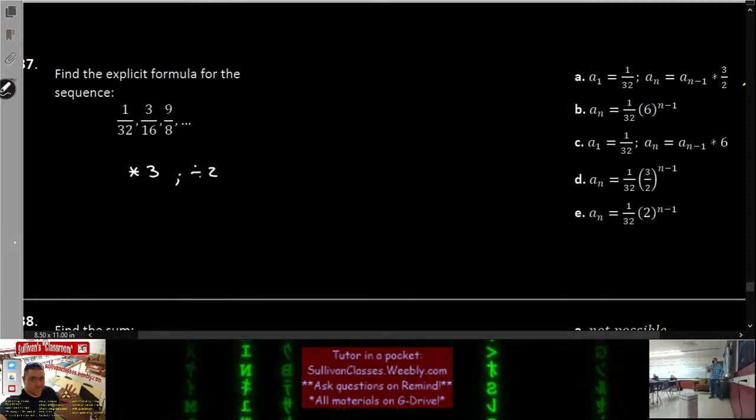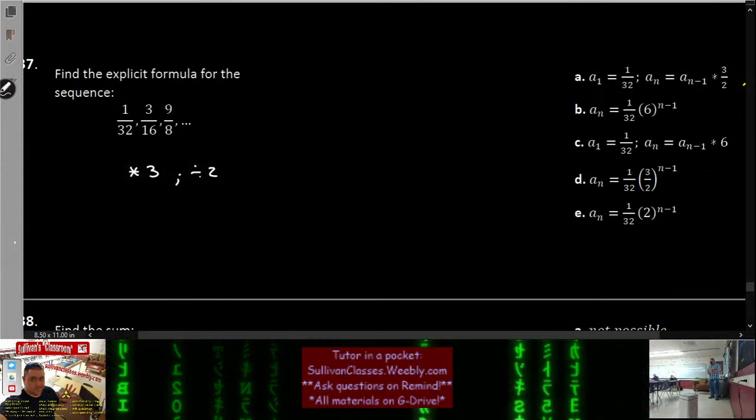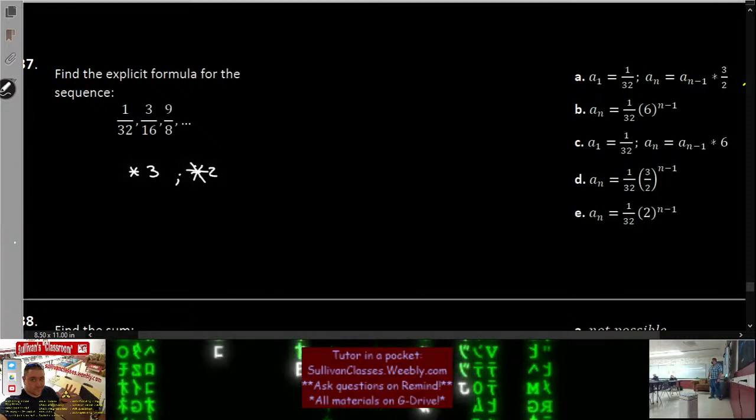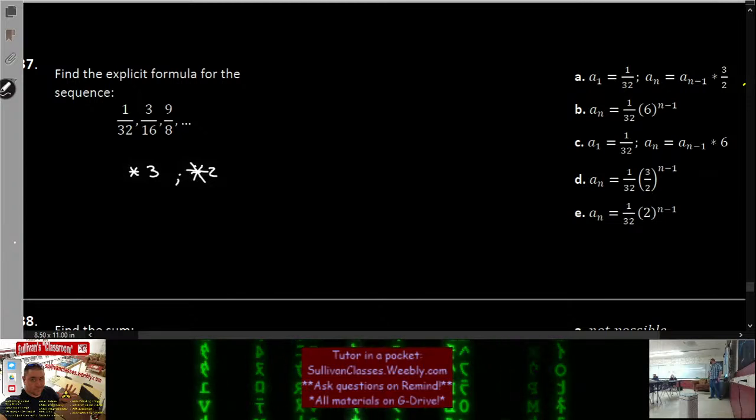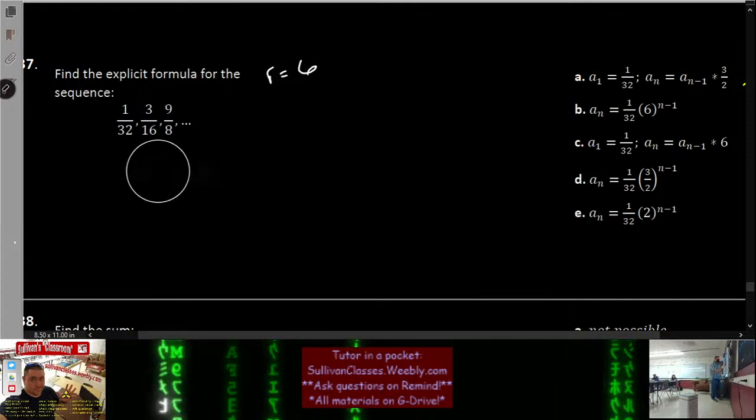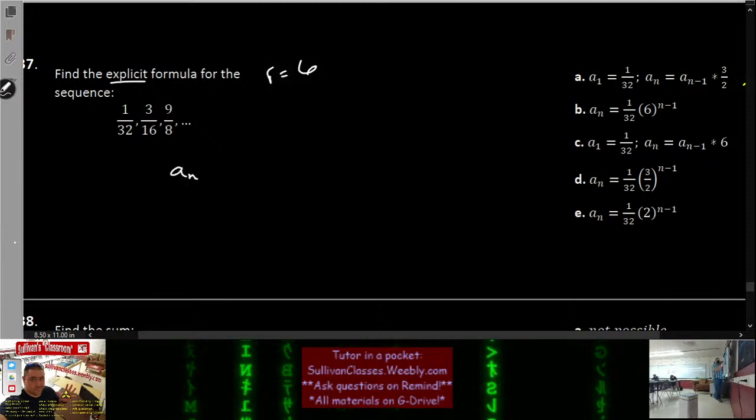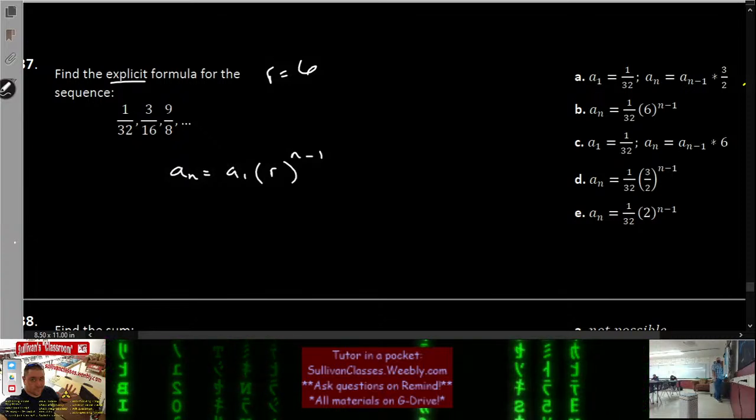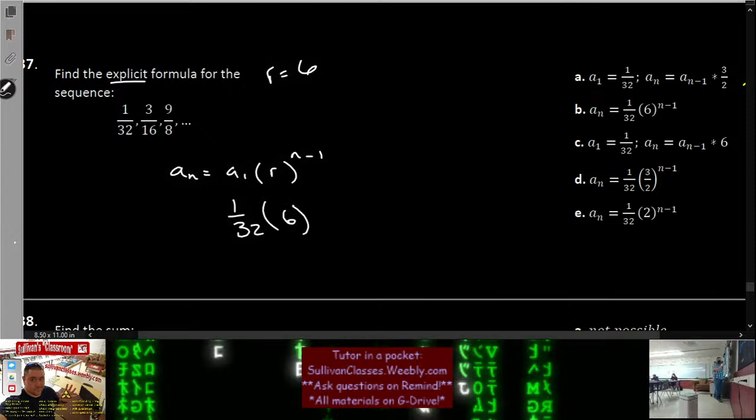But wait. They were dividing the denominator by 2. Isn't dividing the denominator by 2 the same as multiplying by 2? So what are they doing every time? By 6. Which means I have a common ratio of 6. This is a geometric sequence. So an explicit formula, a sub n, is a sub 1 times r to the n minus 1. So 1/32 times 6 to the n minus 1.